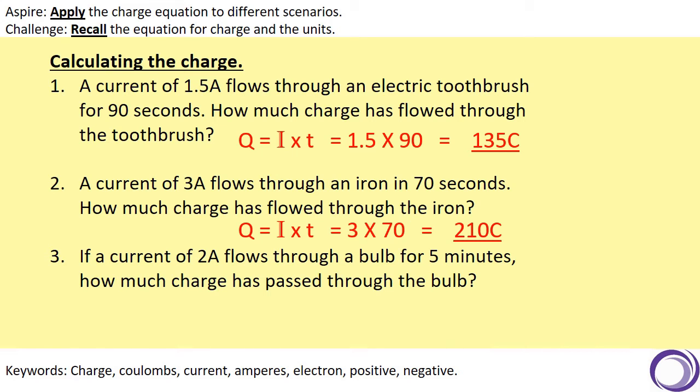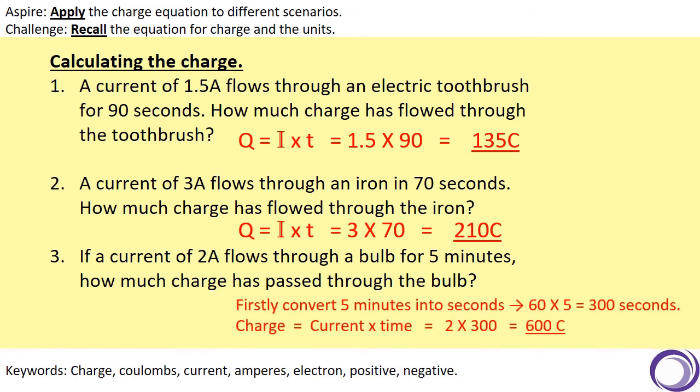Number 3 is worth an extra mark, and that's because you can't use 5 minutes. It needs converting into seconds first. So convert 5 minutes into seconds. So 5 minutes is 5 times 60 seconds. That's 300 seconds. So you do 2 amps times 300 seconds gives you 600 coulombs. So if you've got 600 coulombs, you've got 3 marks. So well done if you've done that.